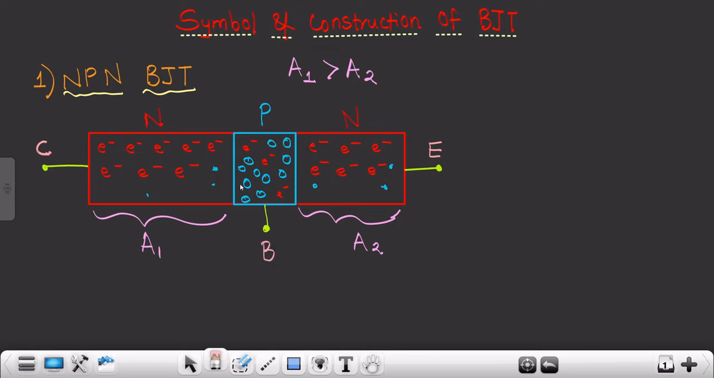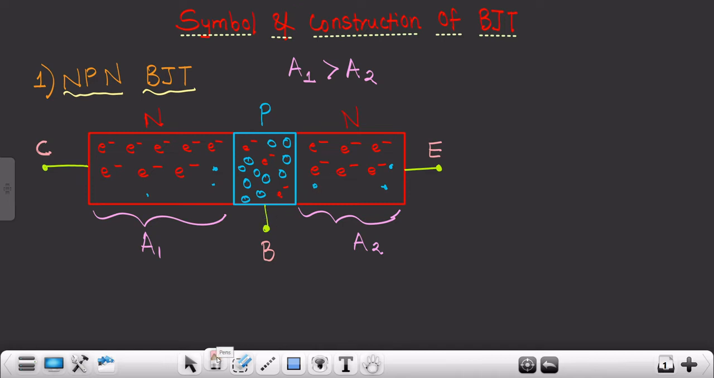So this is how an NPN transistor looks, or this is how the internal structure of an NPN transistor looks like. Further we are going to study this in great depth, but as of now you just have to understand this particular part. Why area 1 is greater than area 2, we will study in the upcoming videos. But as of now, you just have to be very much familiar with this concept: the larger area is known as the collector region, the smaller area is known as the emitter region, and the area which is very small, and basically is the P region, is known as the base, right?